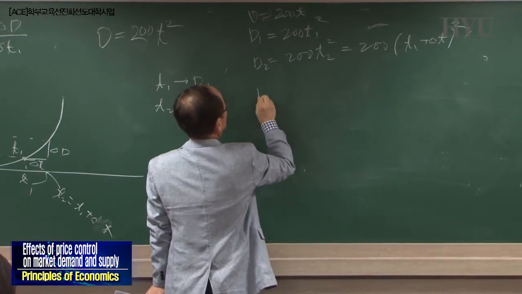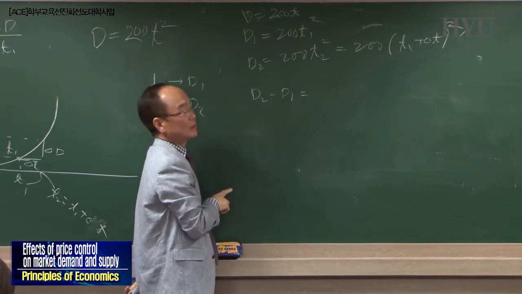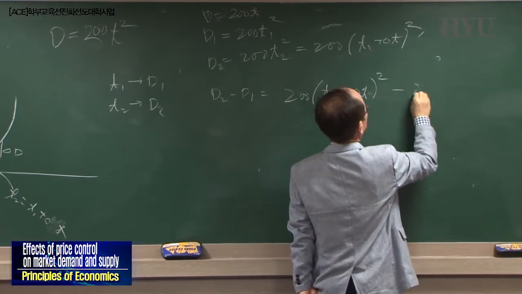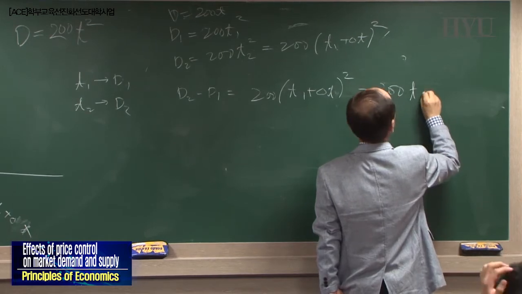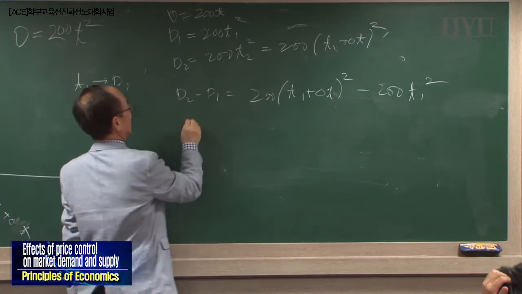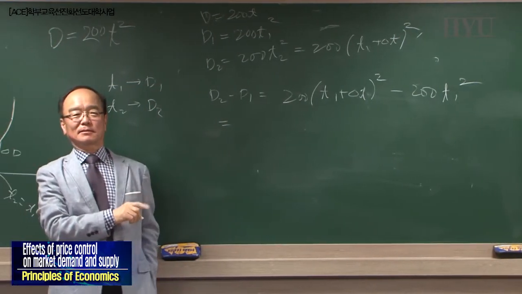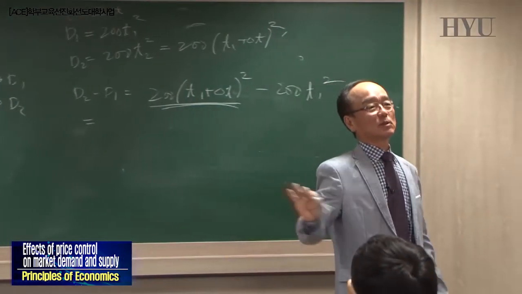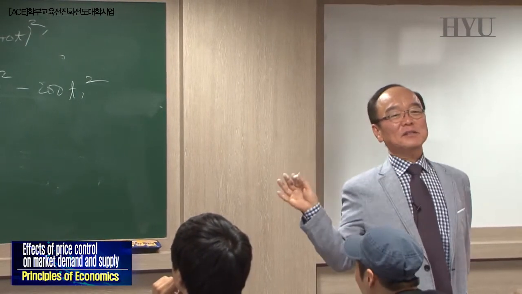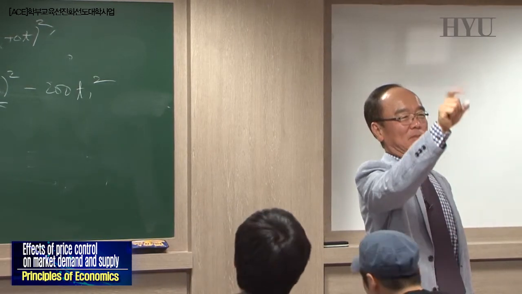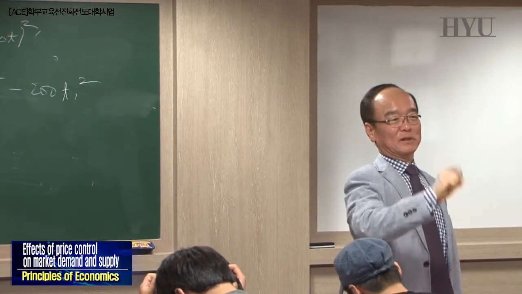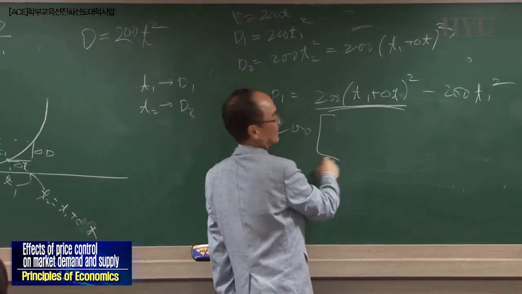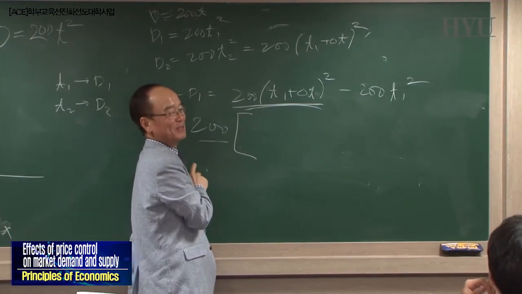So D2 minus D1 is 200 times (T1 plus delta T) squared, minus 200 T1 squared. Then expand this. Calculus is very simple. This is nothing other than arithmetic, multiplication, sanbon: plus, minus, multiplication, subtraction, division. That's all arithmetic. So you can do that without referring to anything at all. Actually you don't need 200, but to make a story you have to have this.